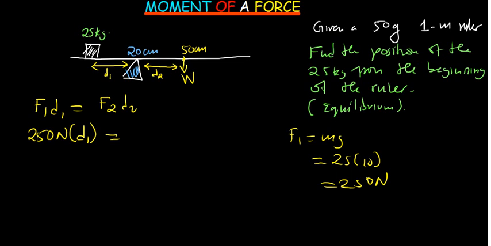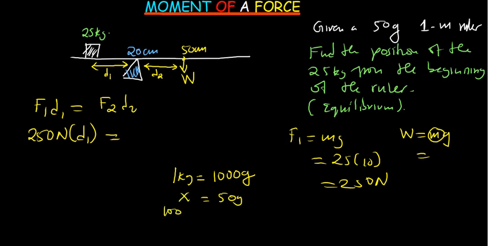What is F2? F2 is the weight of the ruler. We've been given the mass of the ruler as 50 grams, so we need to find the weight. Weight is given by mass multiplied by gravity. Now the mass, remember, should be in kgs, but we've been given it in grams. How do you convert it to kgs? We know that in 1 kg we have 1000 grams. So we're going to put the grams here. 50 grams is equal to x. So I multiply x times 1000, that is going to be 1000x.